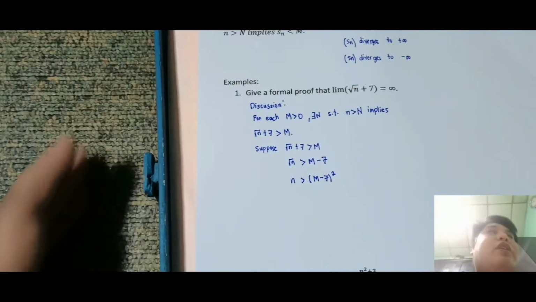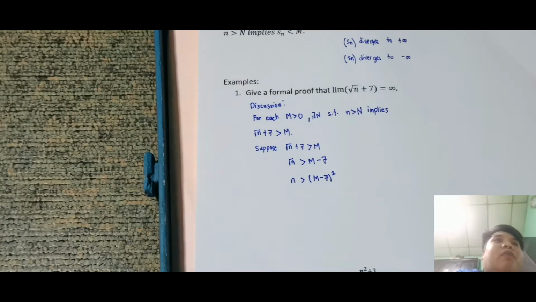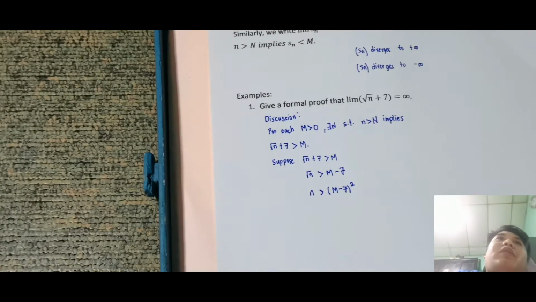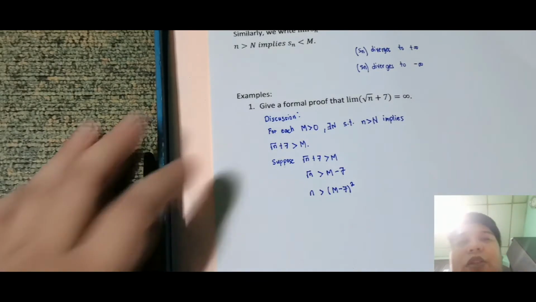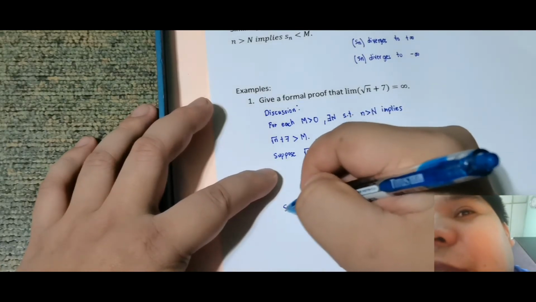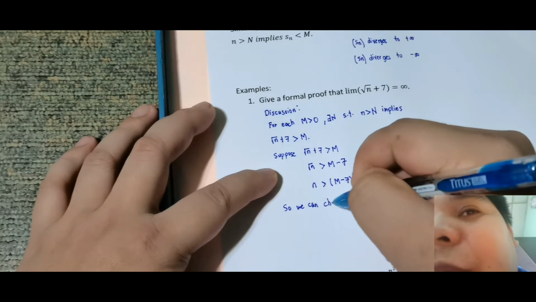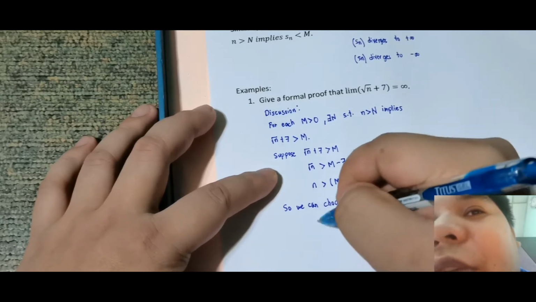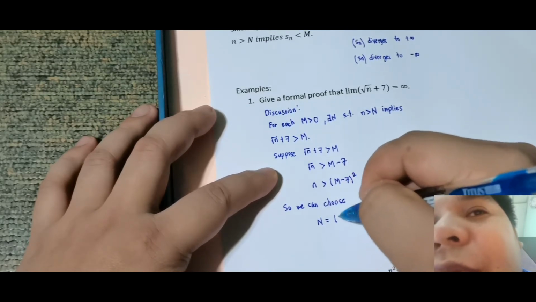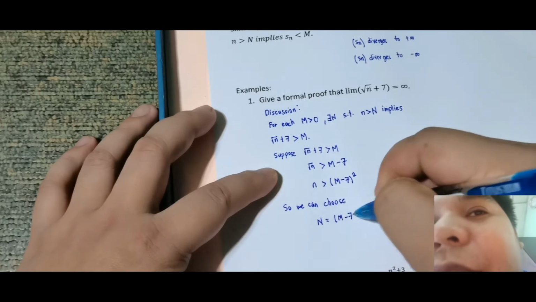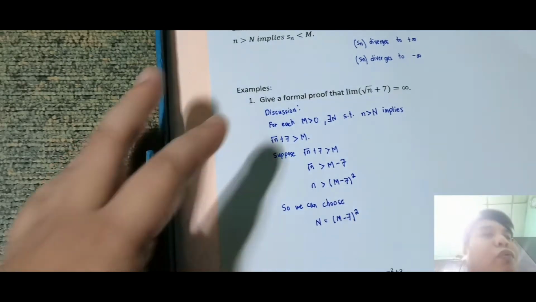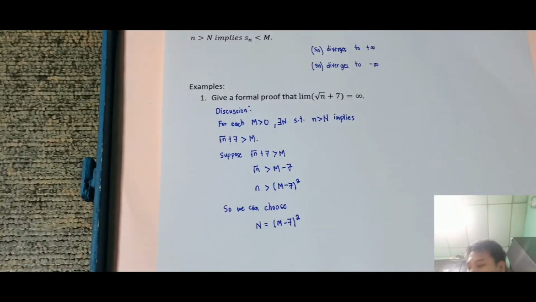So by the way, involution and evolution. Involution, pag ang ginagawa mo is square root, hindi ako sure kung sino yun na. Pag evolution, meaning i-square mo. Ganun yung ibig sabihin nun. So ayun yung sagot. So therefore, we can choose capital N to be (m minus 7) raised sa 2. Okay, so puproceed na tayo sa ating formal proof.